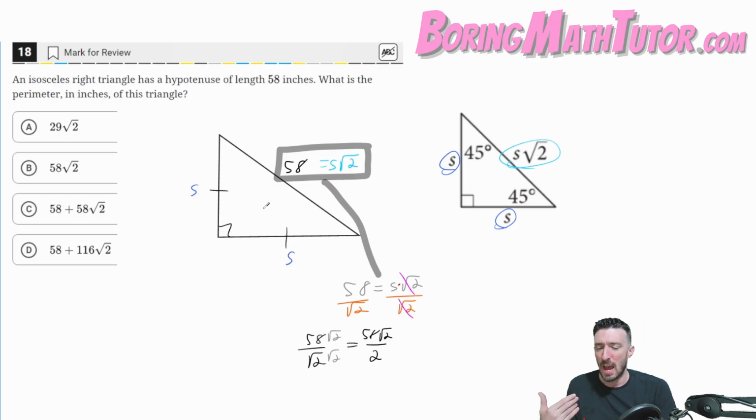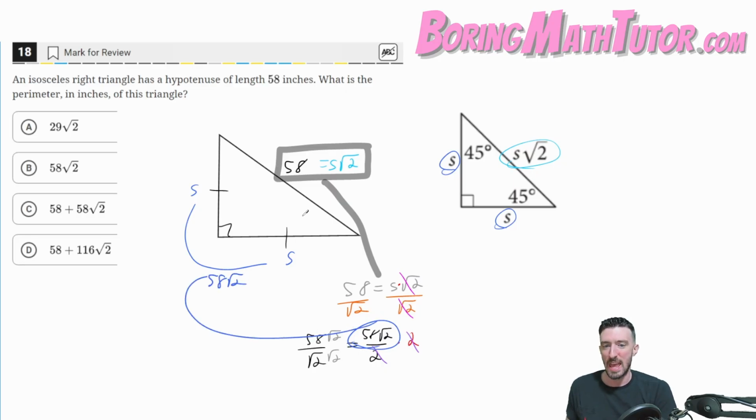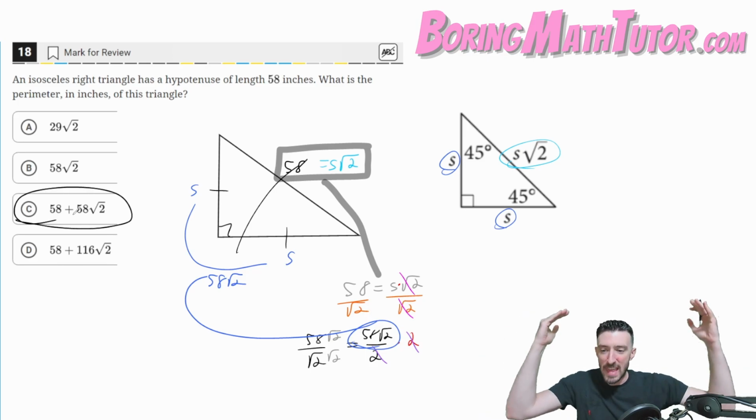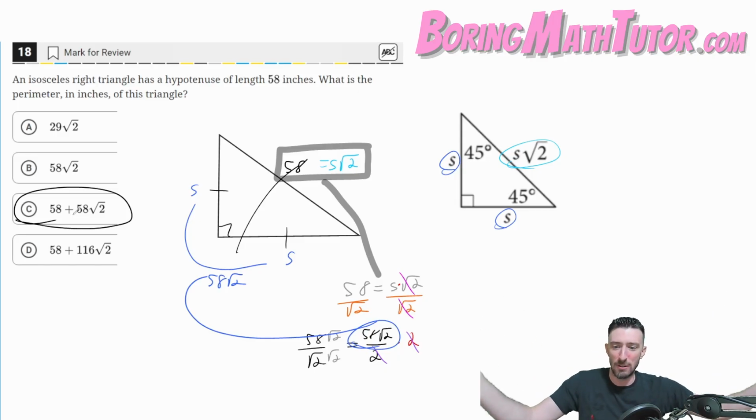But now I gotta realize that I'm gonna have 2 of those sides. So whatever this comes out to, well, I gotta multiply it by 2, which means that the 2's will cancel. And it means that these 2 sides would add up to 58 radical 2. And then when I add that to the original 58, I say, oh my God, the answer was C. That's it. That's all you do.